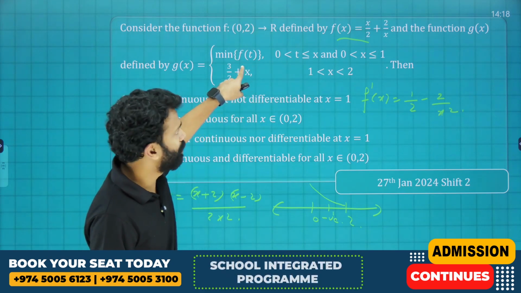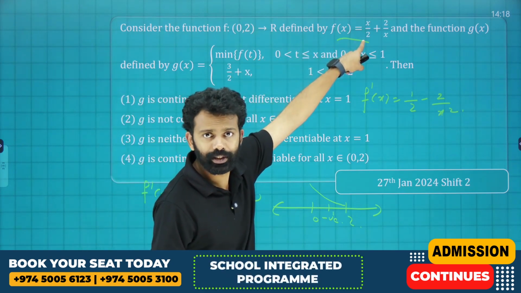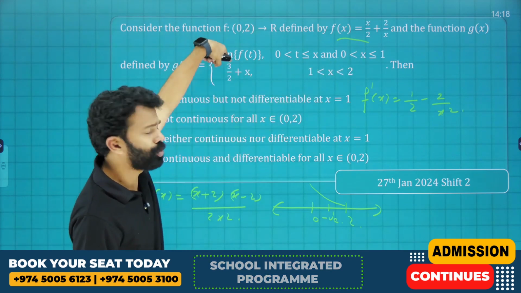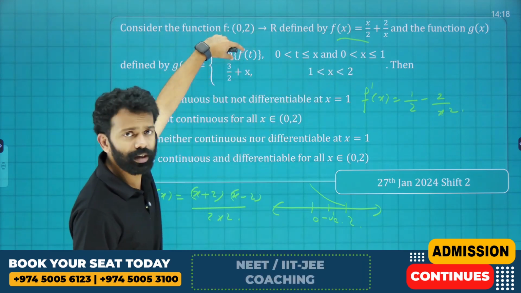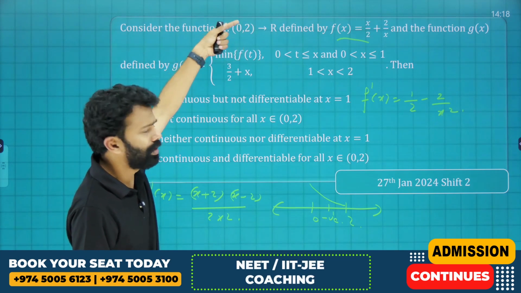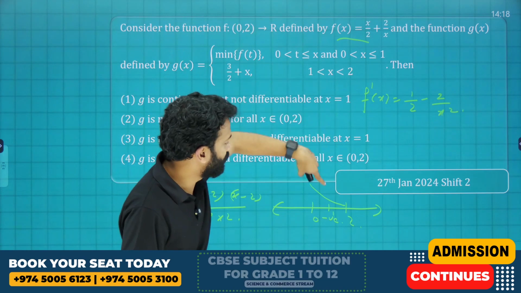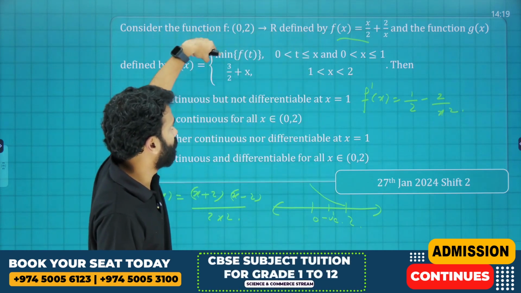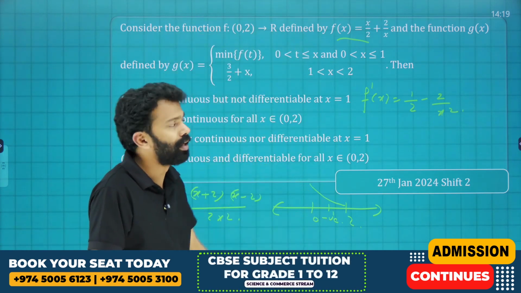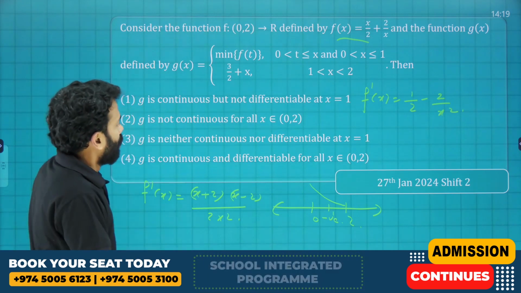Minimum of f of t, right? Therefore we can assign this value because it is decreasing. Therefore we can put x by 2 plus 2 by x here. Only that part is the core part of this question. If you crack that, you will get the answer for sure. See, f of x is decreasing in this interval. Therefore we can assign that value here. Minimum value is f of x itself, between 0 and 1.